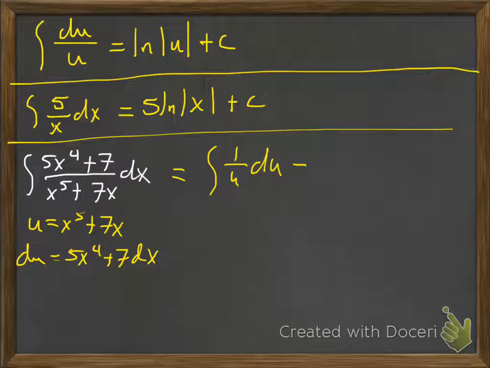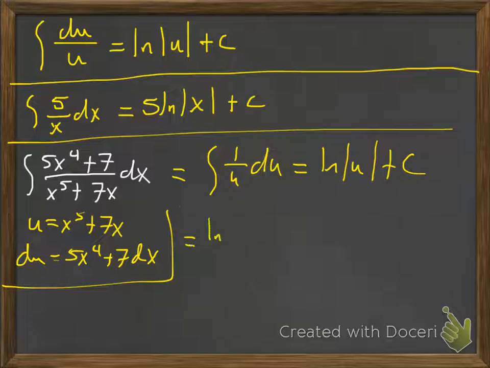So the numerator is all taken care of by du, and the denominator is just u. So the antiderivative of 1 over u du is going to be the natural log of the absolute value of u plus your constant of integration. And then we'll just plug in what u was originally equal to, which was x to the 5th plus 7x, plus constant of integration. Okay, so I'm just using integration by substitution.